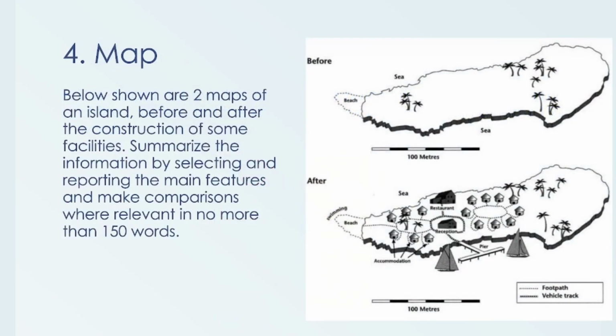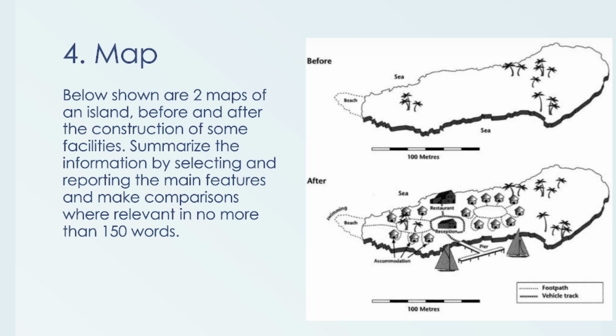The other less common task, but still sometimes can show up, is a map. Now in map, sometimes you get only 1 map, sometimes you get 2 maps, and sometimes we even get 3 maps. Here in this map, you see that 2 maps of an island are given and a before and after of the construction of some facilities is shown.